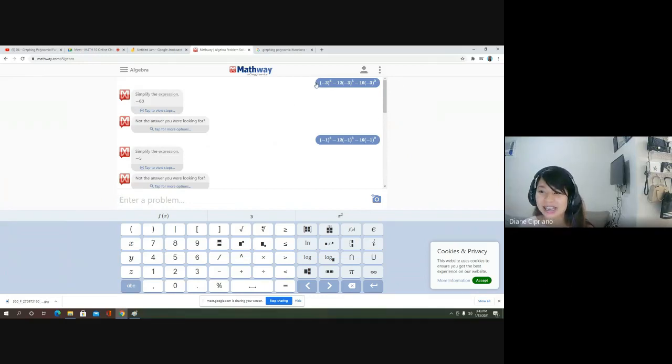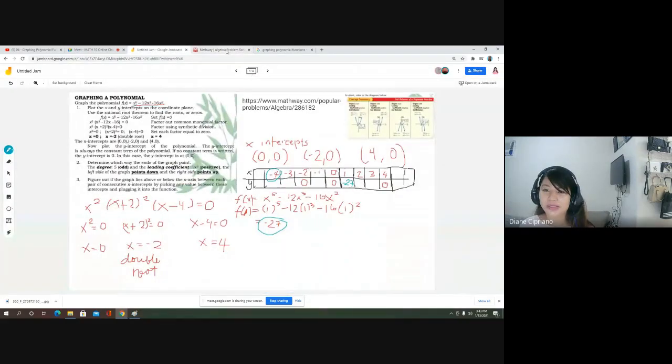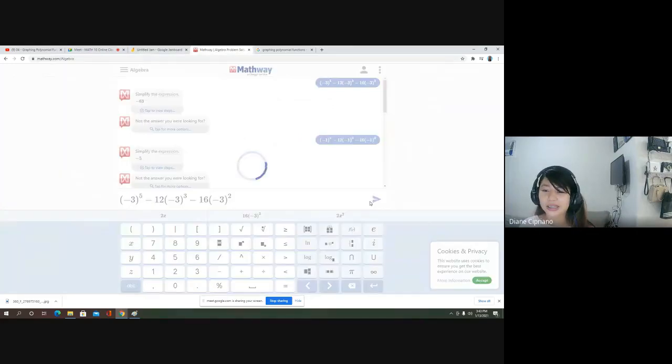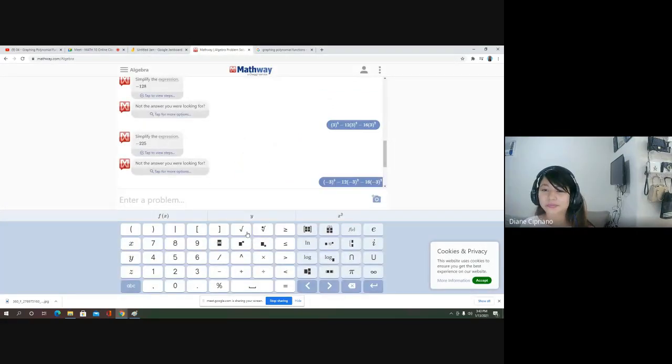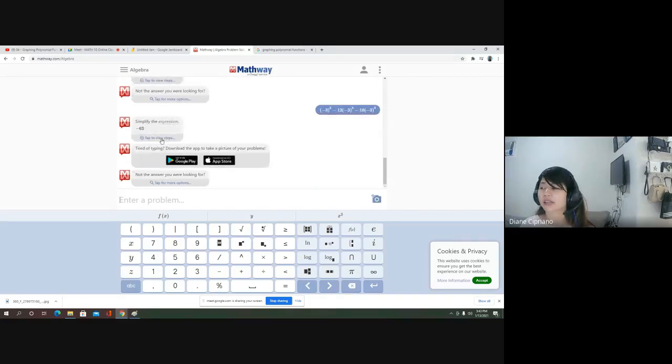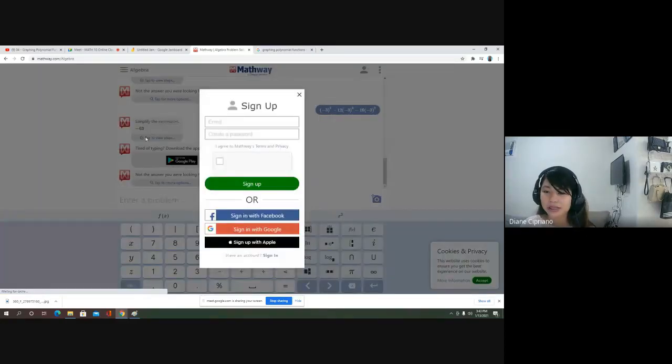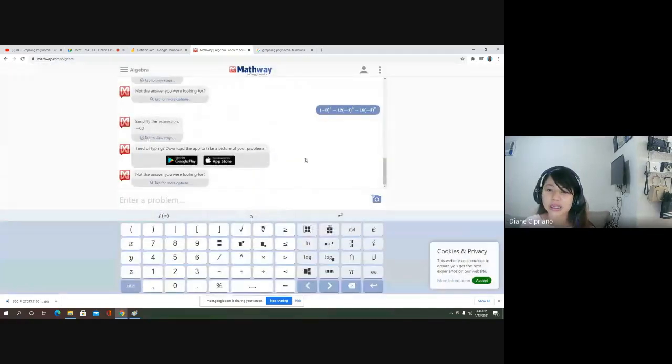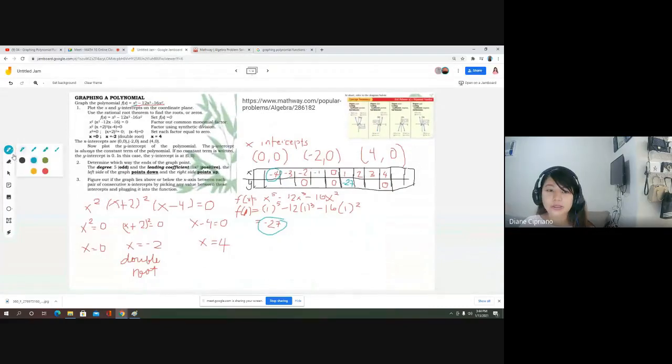So, right here, I asked this site, what is the value of this equation if the value of x is negative 3. Try natin dito sa negative 3. So, the answer daw is negative 63. Ayan. Tap to view the steps. Kaso, kailangan mong mag-sign in. So, dito ako nag-sign in. So, the answer is negative 63. So, para mabilis tayo, I will now write in negative 63.